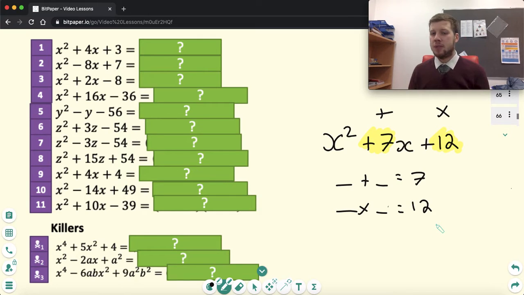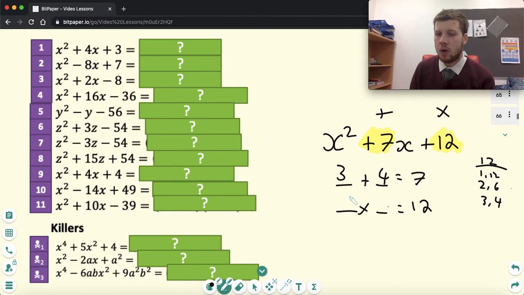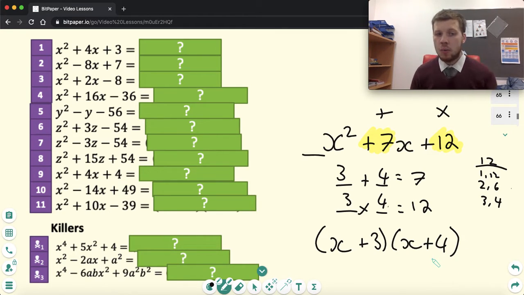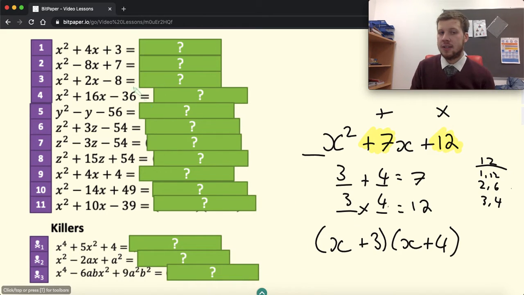And thinking about these numbers, the only ones that I have, well, 12 is 1 and 12, they don't add to make 7. I can have 2 and 6, they don't work. 3 and 4 does. So therefore it's going to have to be 3 and 4. And because it is monic, there is no coefficient of x squared, I can simply just do x add 3, x add 4. So we've done quite a lot of this, so what I'd like you to do is have a go at these questions, and I'd invite you to have a look at these really tricky questions at the end, especially for those students who are finding these a bit routine.